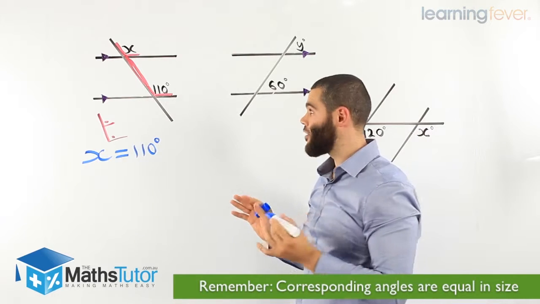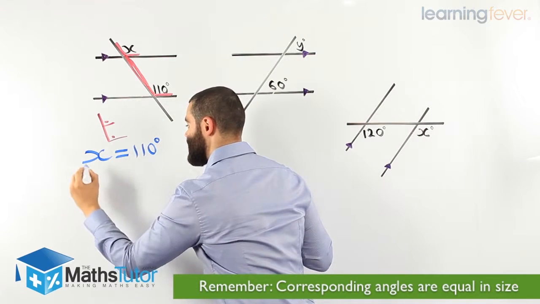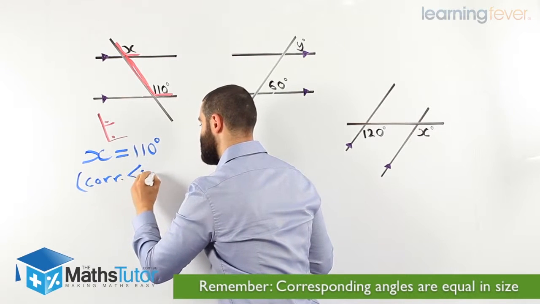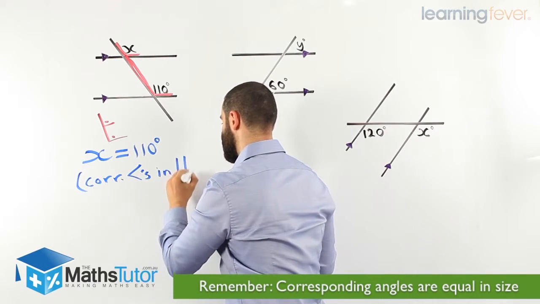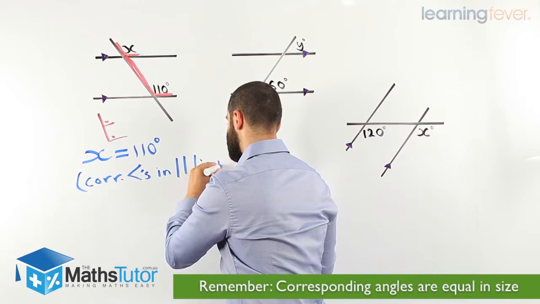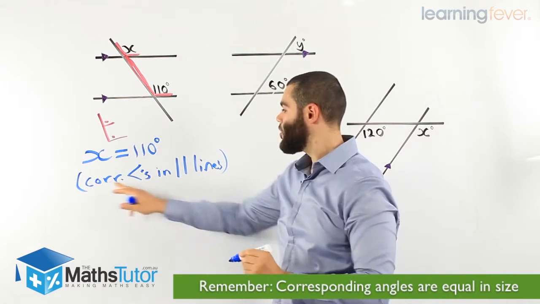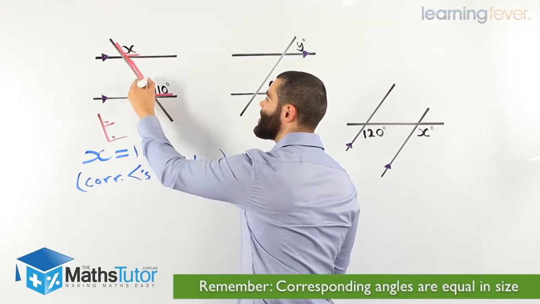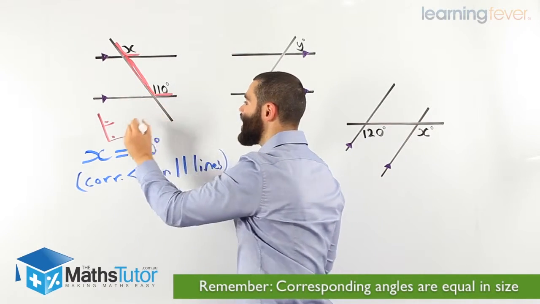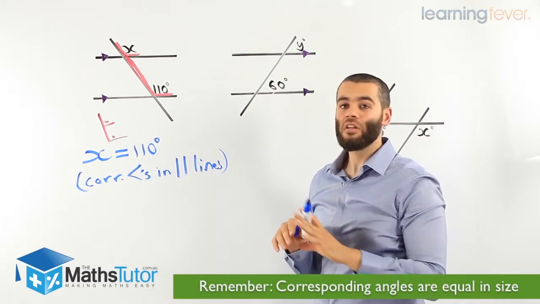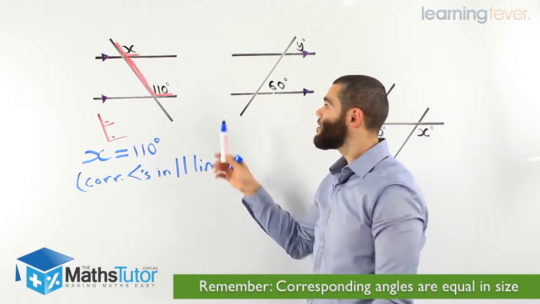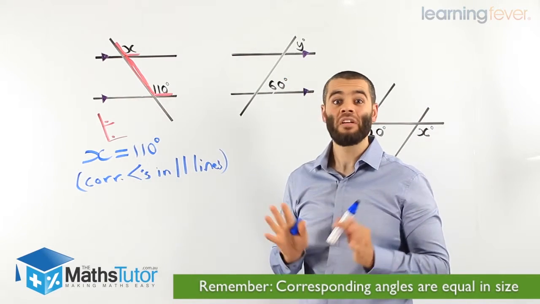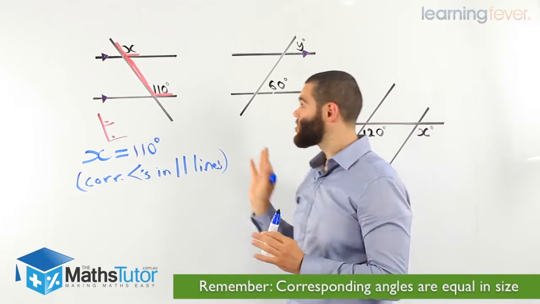Why? Because they are corresponding. We have to write our reason. Corresponding angles in parallel lines. So that's our reason. Corresponding angles in parallel lines. X equals 110. We highlighted each angle. We join them together. And we know that corresponding angles make an F-looking shape. Therefore, this makes an F-looking shape. These are corresponding. Corresponding angles are equal.